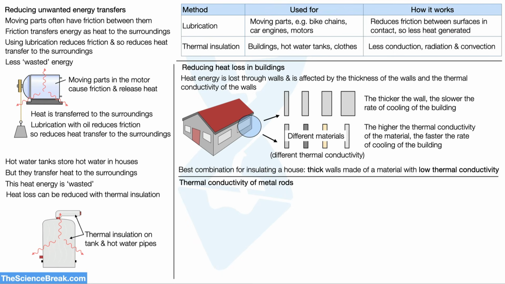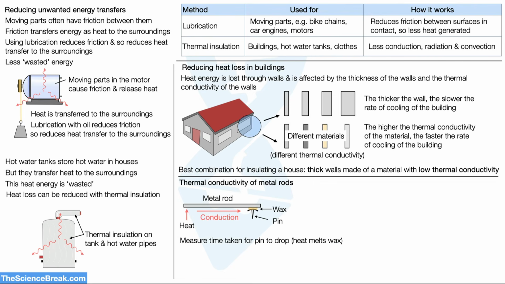Next, we take a look at thermal conductivity of metal rods. This is not a required practical. It's mentioned in the spec and has lots of really good skills that you could use in practical questions. So this is how it works. We have a metal rod. We have a pin attached with some wax to the metal rod, and we heat one side of the metal rod. Heat is conducted along the rod, and we measure the time taken for the pin to drop. And the pin drops because the heat melts the wax. The lower the time for the pin to drop, the higher the thermal conductivity of the rod.